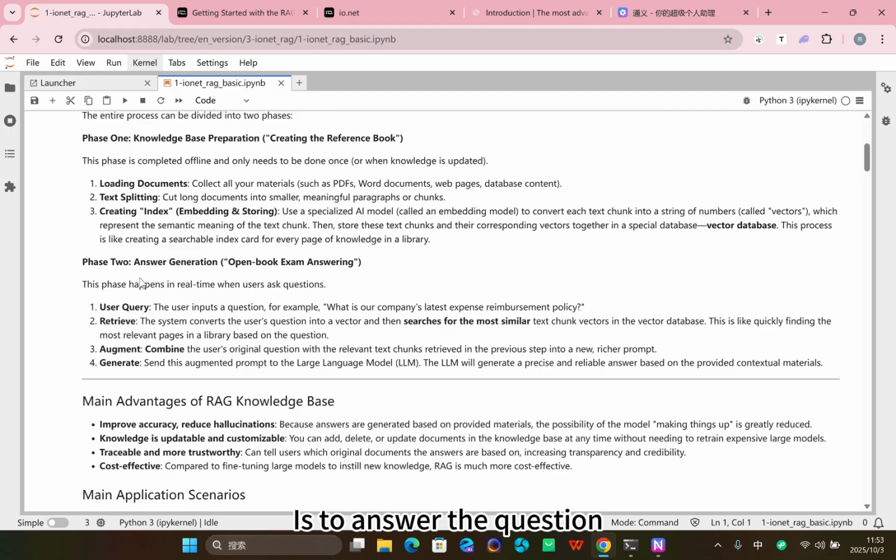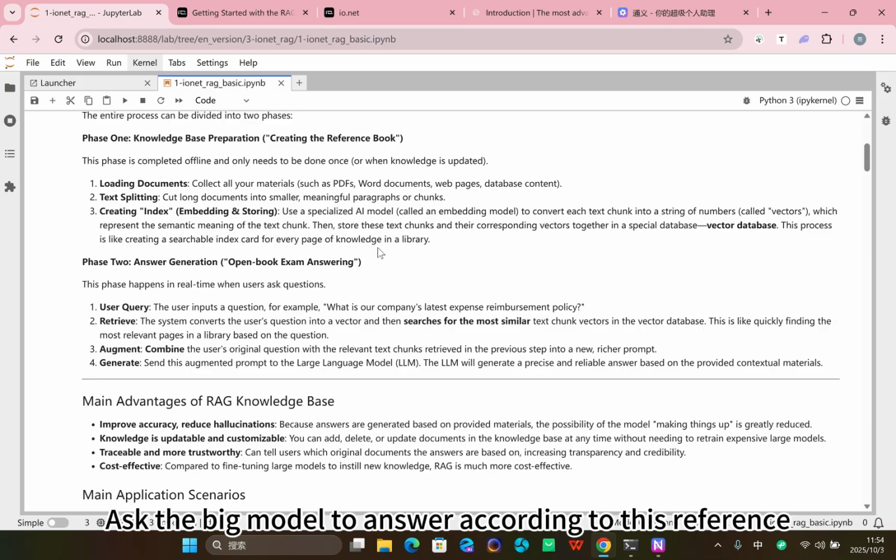Phase two is answering the question, how to use it. It works just like a search engine. I actually search first and get some result documents. Then I send these result documents and my question to the big model together. It's like saying: this is my question, here is my reference, and asking the big model to answer according to this reference. This is the whole process.